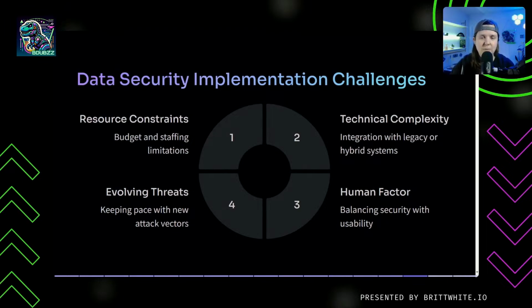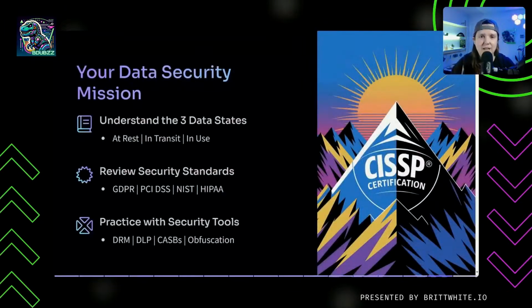They roll out security measures in phases. Trying to do everything at once is a recipe for failure. They invest heavily in user education and change management because security is everyone's responsibility, and they regularly evaluate and adjust their controls because security is never done, it's always evolving. And that brings us to the end of our deep dive into data security controls and compliance. But remember, protecting data isn't just a checkbox, it's an ongoing journey that requires constant attention and adaptation.